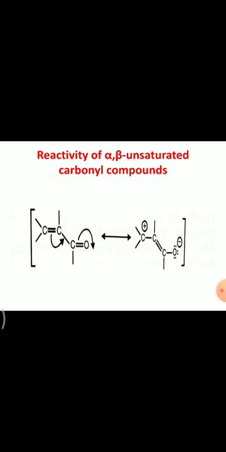Coming to alpha beta unsaturated carbonyl compounds, they undergo electrophilic addition across the C=C double bond, that is between the alpha and beta carbons. At this double bond, electrophilic addition occurs generally. And we know that the carbonyl group, of course the COH group, COR group, these carbonyl groups are electron withdrawing groups, and they deactivate the C=C bond towards electrophilic addition reactions.